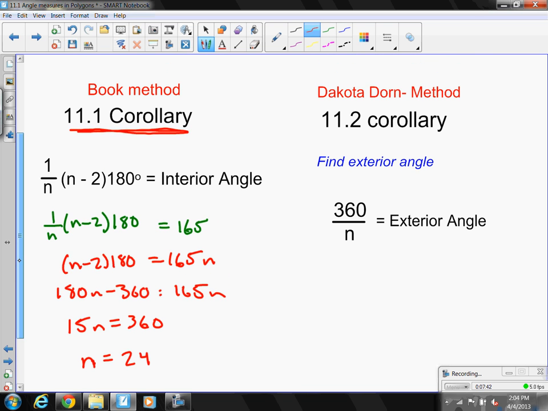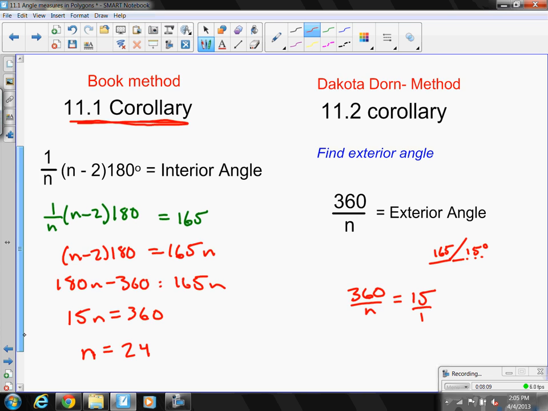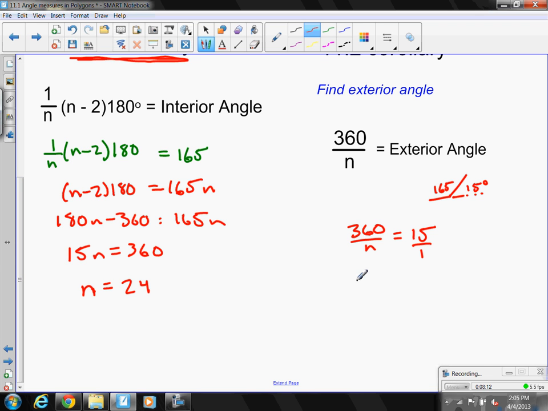Now, the Dakota Dorn method, he figured out what the exterior angle was. So if the interior angle is 165, he said, well, that means my exterior angle is 15 degrees. And then he just used the fact that 360 divided by n is going to equal that exterior angle of 15. So at this point, he cross-multiplied and divided, took 360 times 1 divided by 15, and he said n equals 24. So this is kind of a slick method.